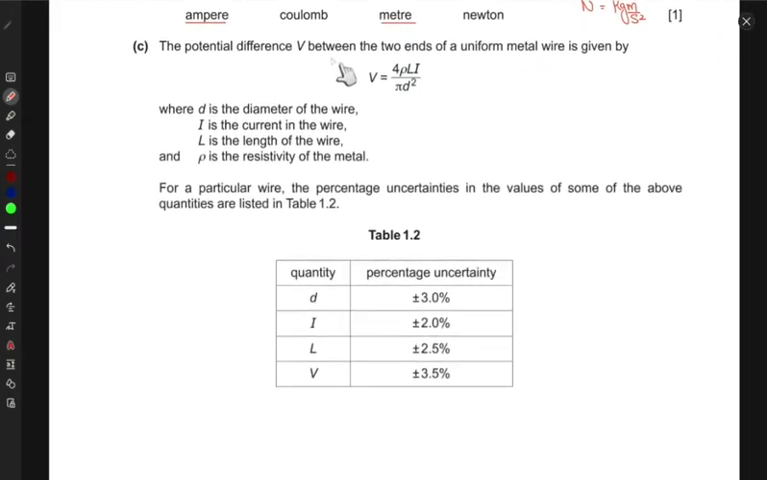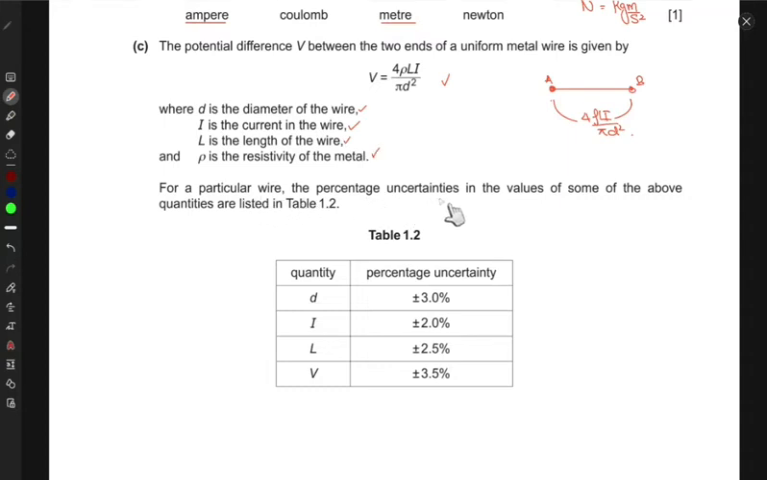Next, we have the potential difference V between the two ends of a uniform metal wire, given by this equation. So here we have these two ends, let's call them A, B, and the potential difference between these two points is defined by this equation, V equals 4 rho L I over pi d squared. d is the diameter of the wire, I is the current that flows through the wire, L is the length, and rho is the resistivity of the metal wire.